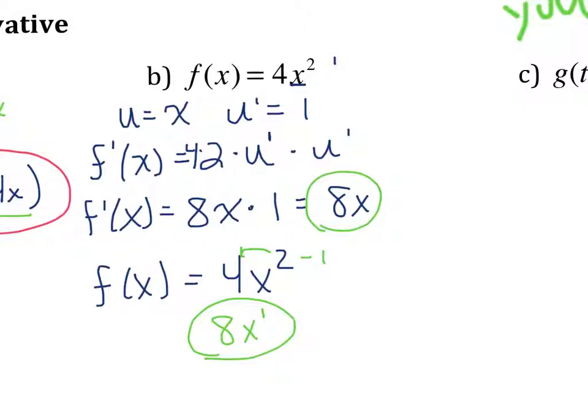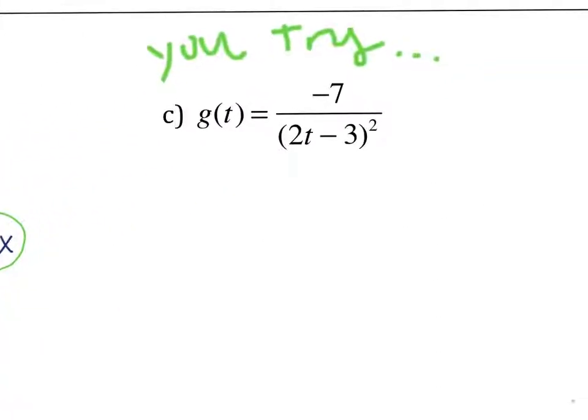Okay, what I want you to do now is try this one on your own. See if you can do it. And remember, as a little pointer, we need to first rewrite this. We need to first bring it up to the numerator and rewrite it. So we would rewrite it as negative 7 times (2t minus 3) raised to the negative 2. Let's rewrite it like that and then see if you can try it on your own. Go ahead and pause the video.